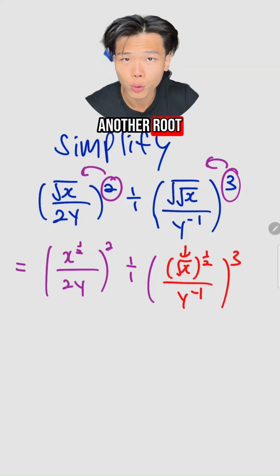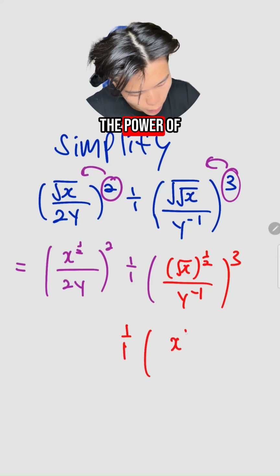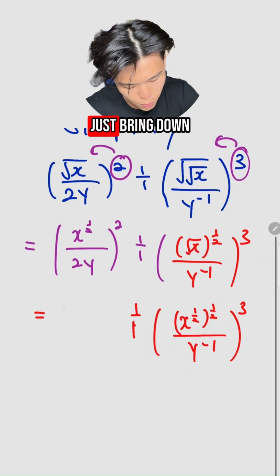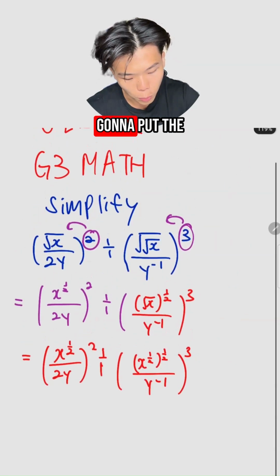And then you see that there's another root over here, which means that I can repeat the same step one more time. And this actually gives me x to the power of half, followed by half outside, y to the power negative 1/3. And then I can just bring down whatever I wrote earlier on, which is x to the half over 2y squared. And then now we're going to put the powers inside.